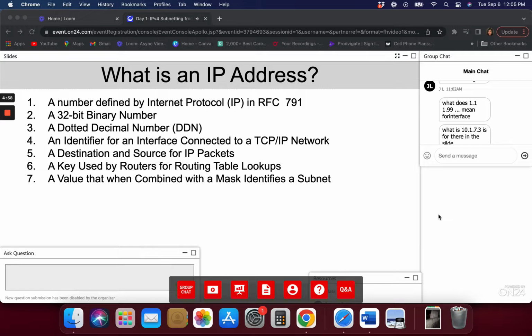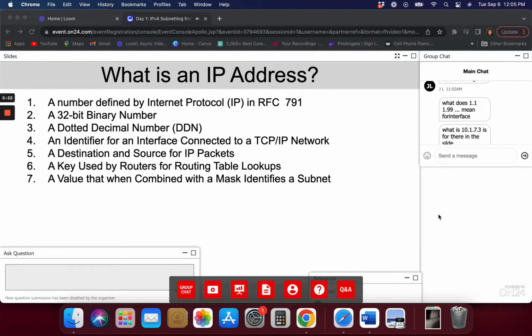And it's an identifier for an interface. So if you've got a desktop computer with an Ethernet card, and that's it for its network connectivity, it's got one IP address. But if you've got a laptop with a Wi-Fi card and an Ethernet card, and the Ethernet's plugged in and you're using Wi-Fi, it's got two IP addresses, one for each. So it's an address per interface.